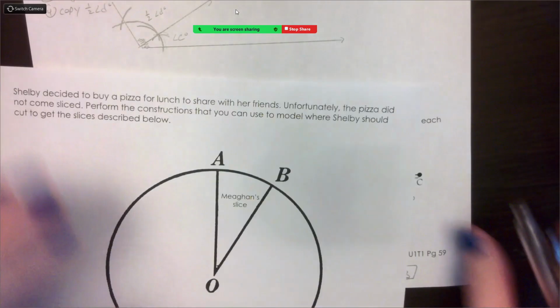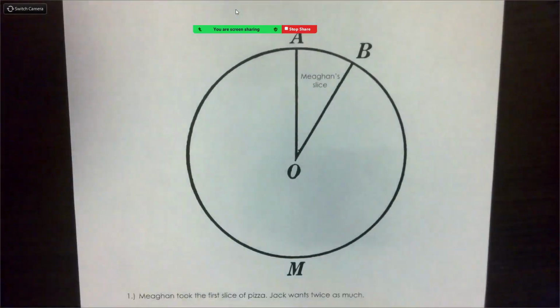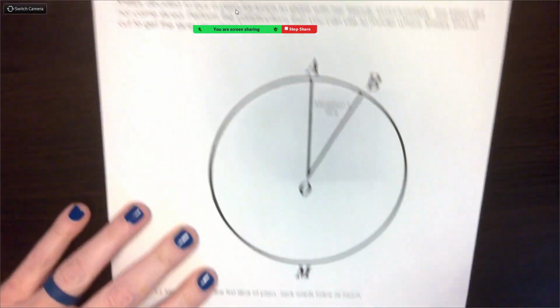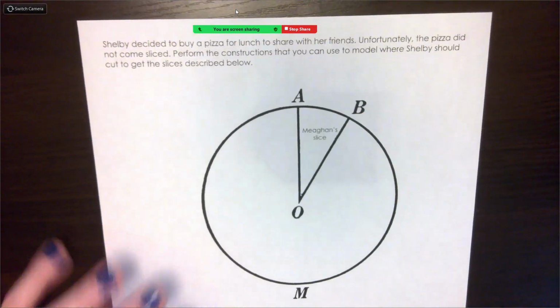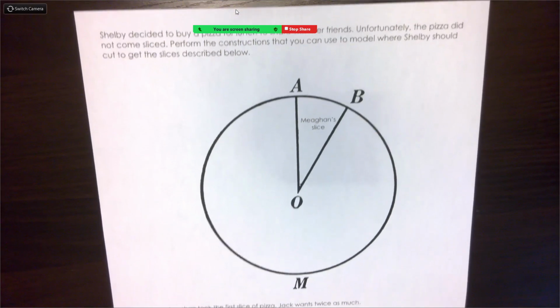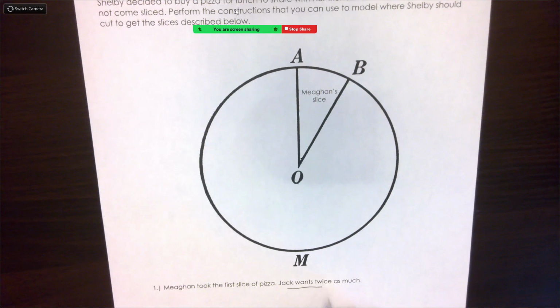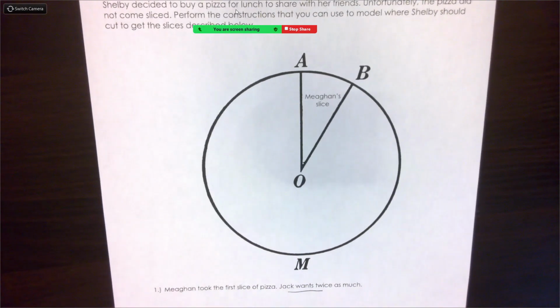So the next page, number 60, I think is actually the most challenging page of the entire packet here. Let me pull this up. Shelby decided to buy a pizza for lunch to share with her friends. Unfortunately, the pizza did not come sliced. Perform the constructions that you can use to model where Shelby should cut to get the slices described below. Okay. Well, the first descriptor that we have is Megan took the first slice and Jack wants twice as much. Okay, so I want 2 of Megan's slices.